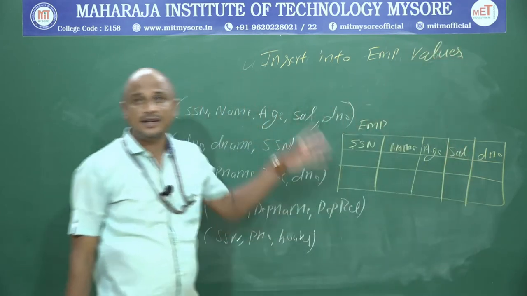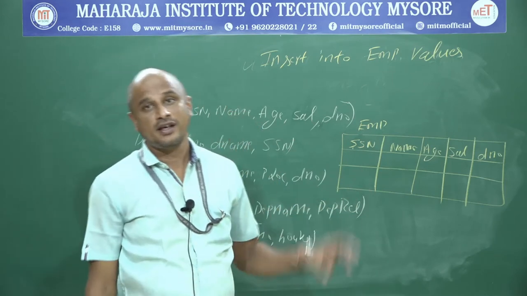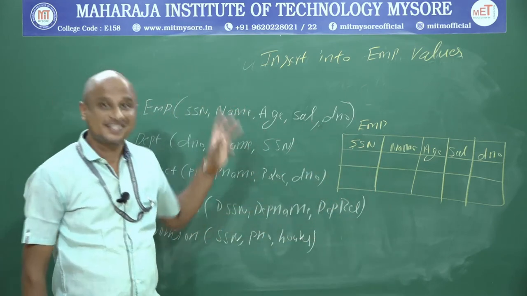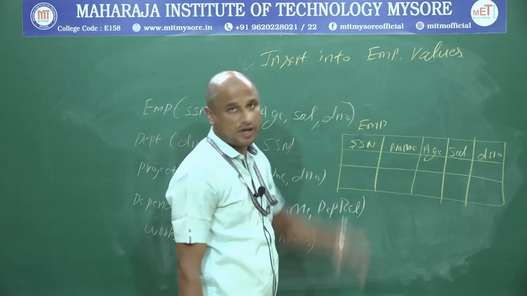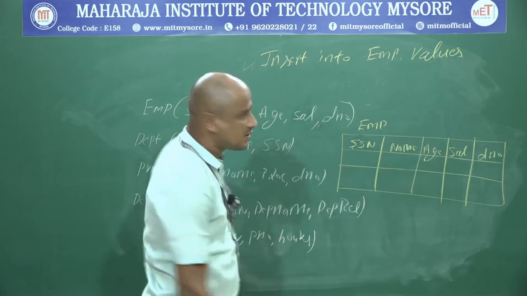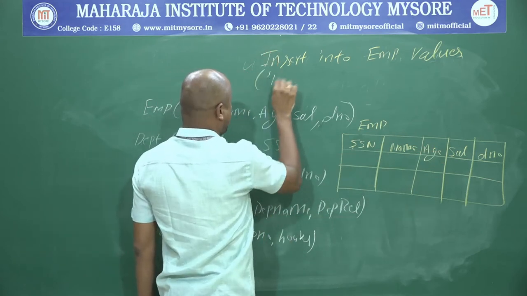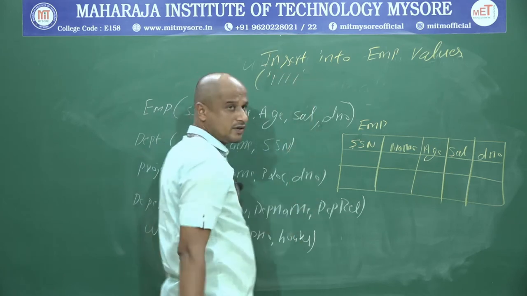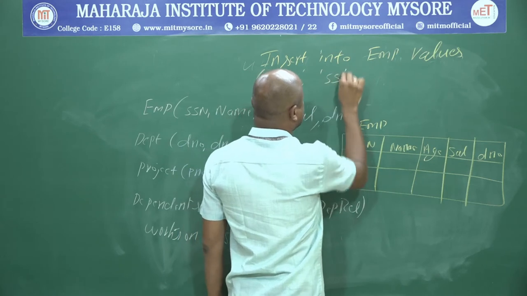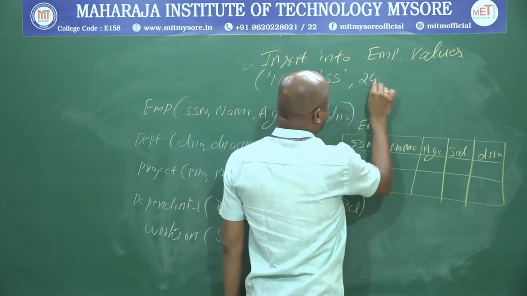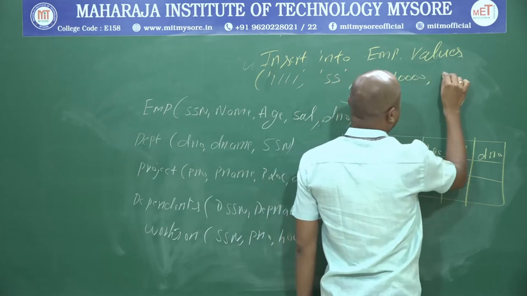It is the syntax to insert a tuple in a relation through SQL. So insert into employee values. Here are some attributes. First I will insert SSN, specified as varchar 11, as a unique key, then name, maybe I will give SS, then age 24, and salary, then department number 1.